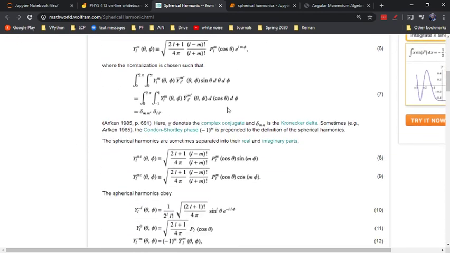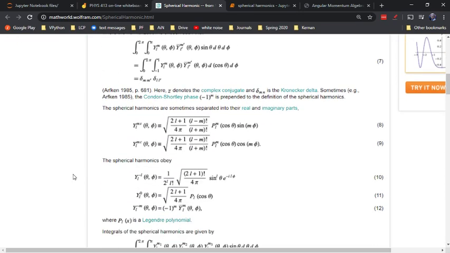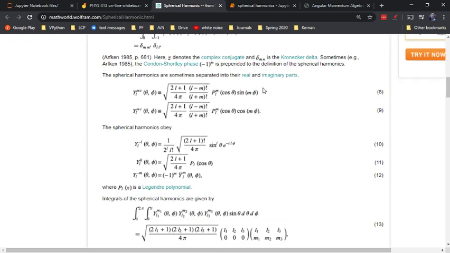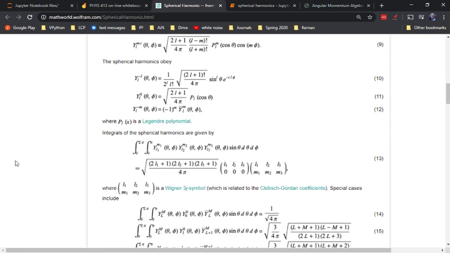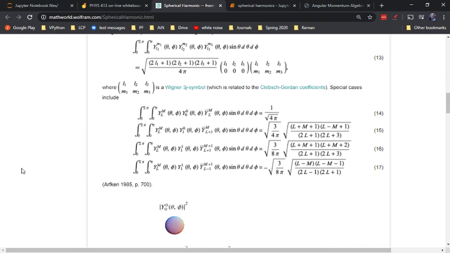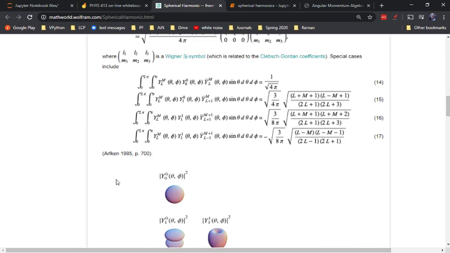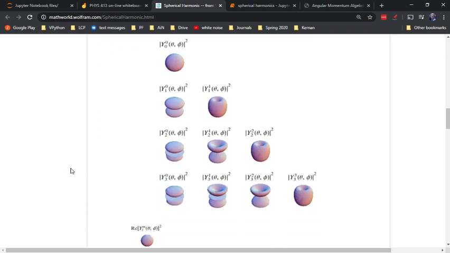And they have some neat properties. You can split them up into real and imaginary parts. There are some neat little recursion relations that you can set up. They are really fun to integrate, but what I want to get to is what do they look like? What do these look like in space? This is what they look like.